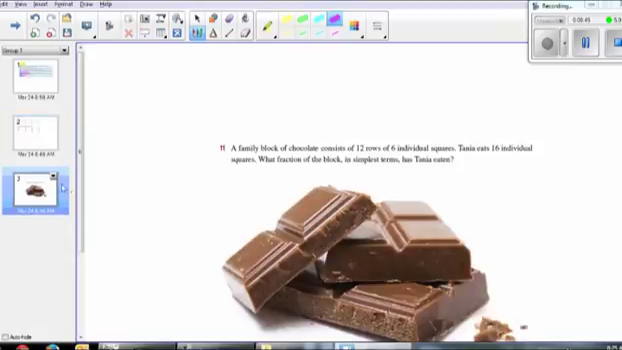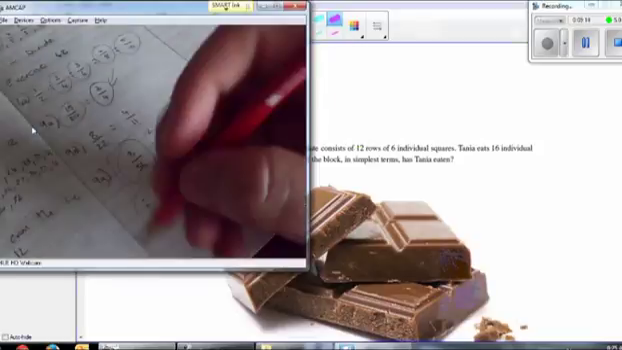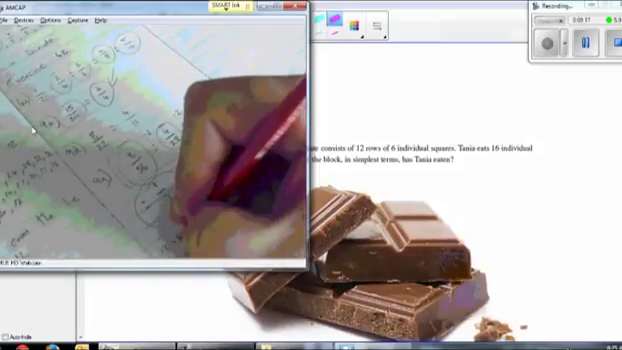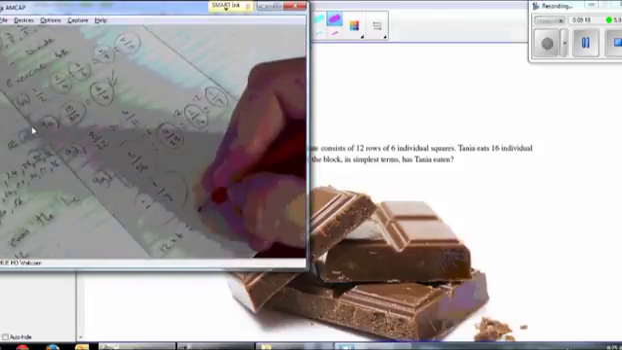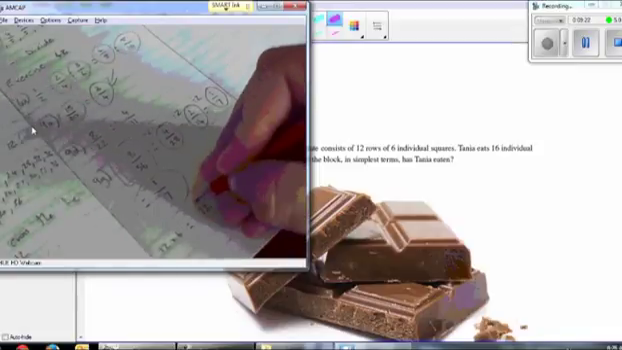Going to look at one more. Problem solving question. A family block of chocolate consists of 12 rows of 6 individual squares. Tanya eats 16 individual squares. What fraction of the block, in simplest terms, has Tanya eaten? So the block itself, that's the first thing we probably need to work out, is 12 times 6. In our book we can write 12 times 6, which equals 72. So that becomes our denominator.